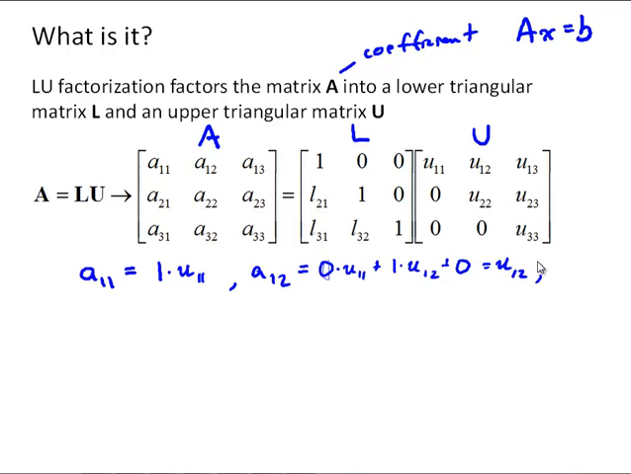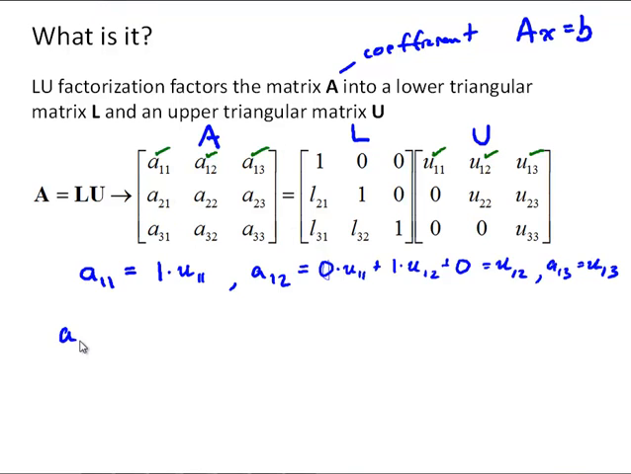Similarly, you will find that A13 equals U13. So these three elements in the upper triangular matrix are the same as these three elements in the original matrix A. Let's move down and work through the next row.